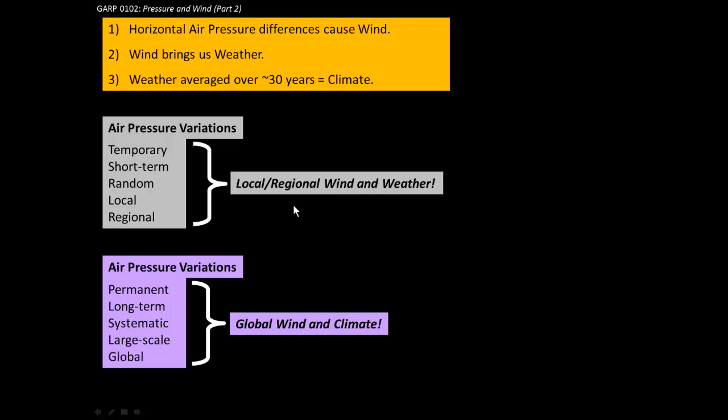It all depends on air pressure differences, locations of high pressure systems, locations of low pressure systems. Short-term variations in that give us wind at the local scale, but there's also these almost permanent high pressure areas on the planet, these almost permanent low pressure areas on the planet. And that gives us global wind and global climate.